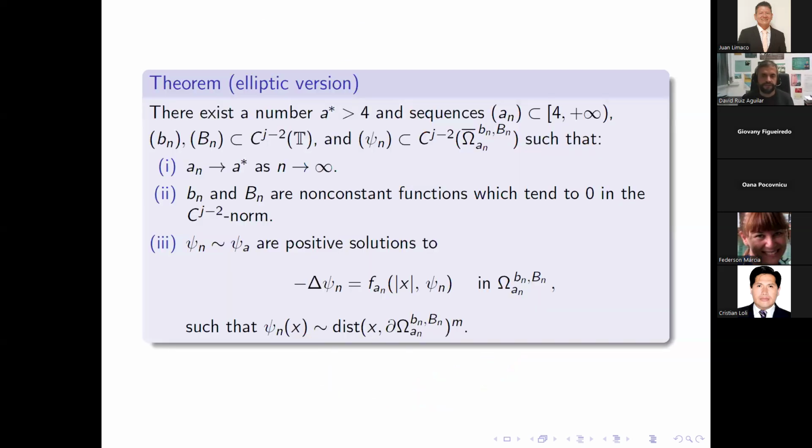And this is the statement of our theorem, in its elliptic version. Okay. So the idea is that there exists a certain a star, and we have b_n and capital B_n, and solutions in the corresponding domains. Moreover, the solutions behave like the distance to the boundary to the power m, so they match C^k, for a certain k, up to the boundary, and they are regular inside. Okay, so this is the theorem. So the solution for 2D Euler depends on this elliptic version of the theorem.